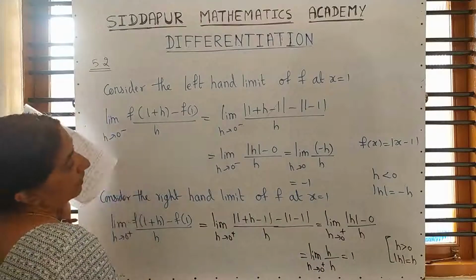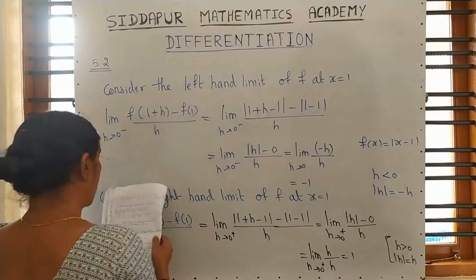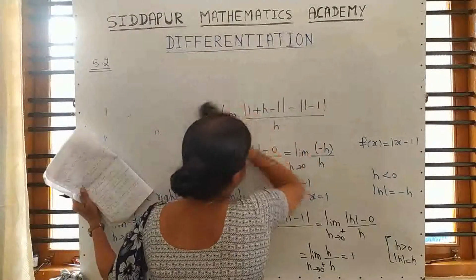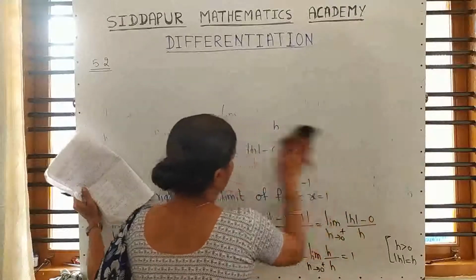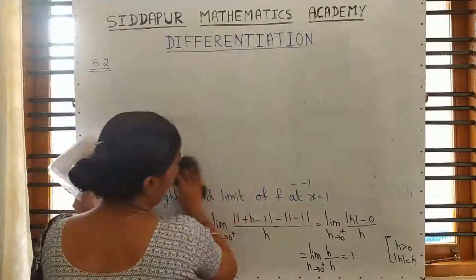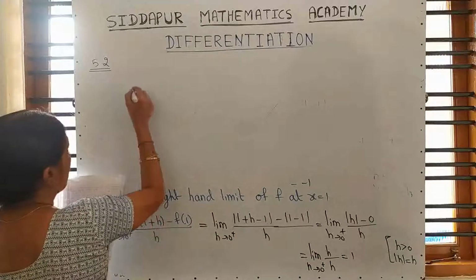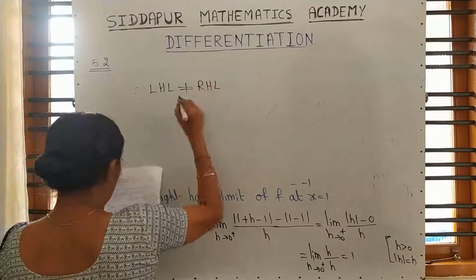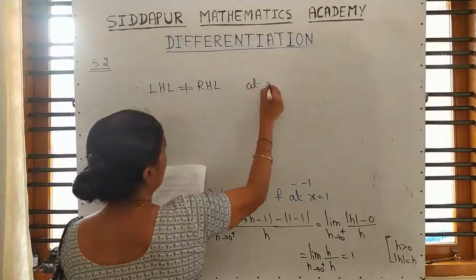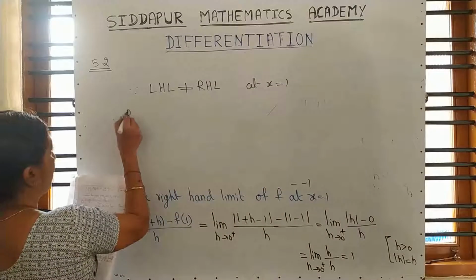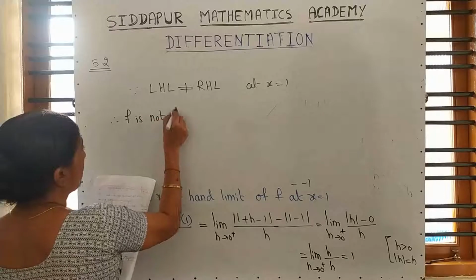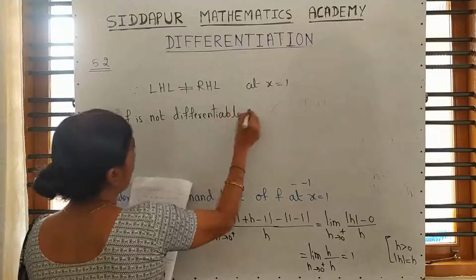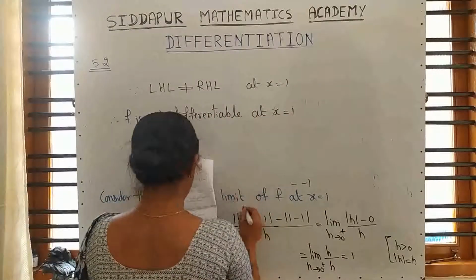No, the left hand limit is not equal to right hand limit, therefore the function is not differentiable at x is equal to 1. Write down the conclusion. Because in left hand we got -1, right hand we got +1. Because LHL, left hand limit is not equal to right hand limit at x is equal to 1. Therefore, f is not differentiable at x is equal to 1.